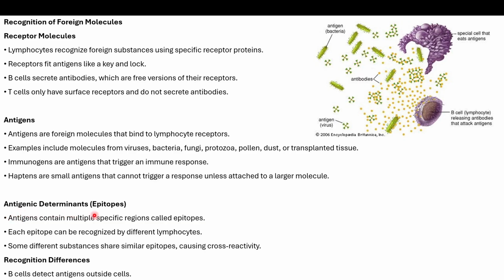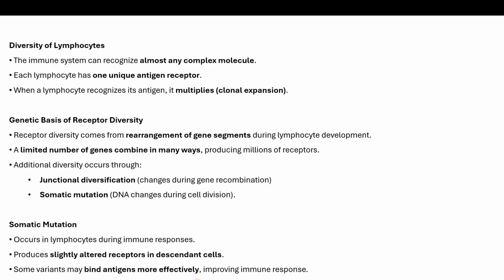And how are antigen antibody interactions determined? Basically there are antigenic determinants, which are called epitopes, which are specific regions. There can be multiple specific regions on the foreign substance, and each epitope can be recognized by different lymphocytes, and some different substances share similar epitopes, causing cross reactivity. So what are the recognition differences? B cells can detect antigens outside the cells because they secrete antibodies, whereas T cells detect antigens inside the infected body cells.